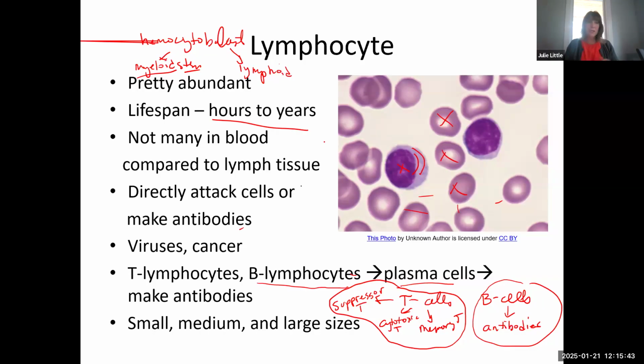And I really need you to go back and review leukopoiesis, hematopoiesis, erythropoiesis, thrombopoiesis, and look at that lecture so you understand the difference there. But they come from a different type of cell lineage altogether. Even though this is the second most abundant type of white blood cell, not many of them are in the blood compared to the lymph tissues, hence the name lymphocyte.